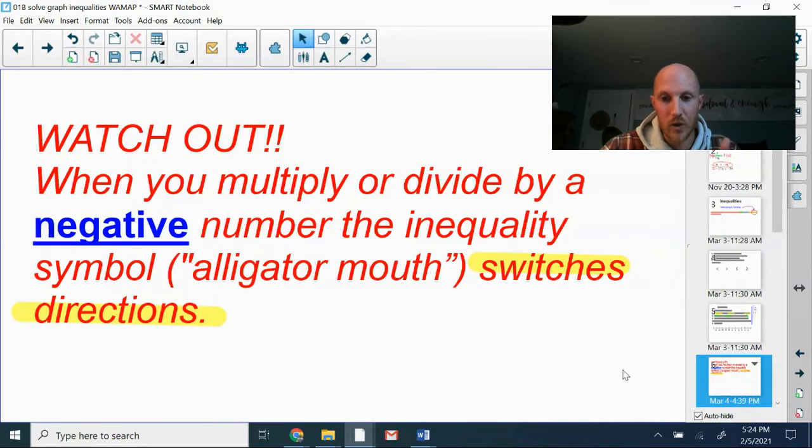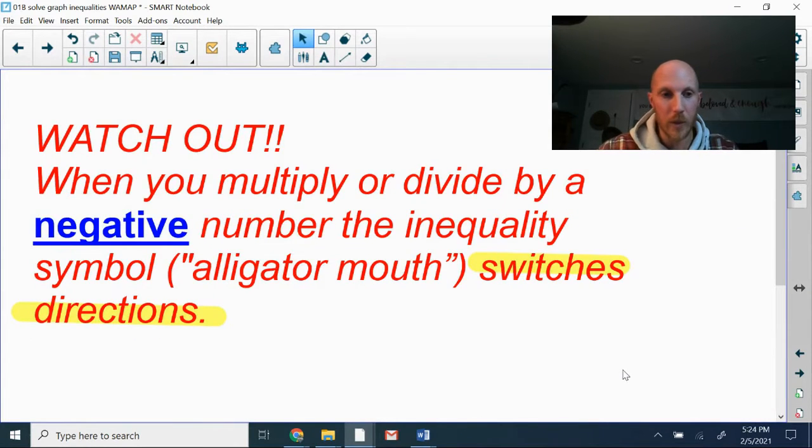So with solving an inequality, the one thing we have to pay attention to is completely different from what happens when we solve an equation. Anytime we multiply or divide by a negative number, that inequality symbol is going to switch directions. If it used to be a less than, it's going to become a greater than. If it used to be a greater than or equal to, it's going to change to a less than or equal to.